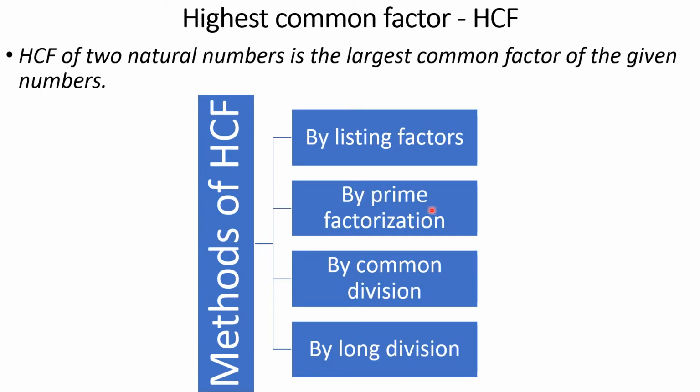The next method to calculate HCF is by prime factorization, and we know that prime factorization can be done by two methods: factor tree and continuous division method. Kindly refer to my video on prime factorization. Okay, so now here we will find HCF by using the prime factorization method.